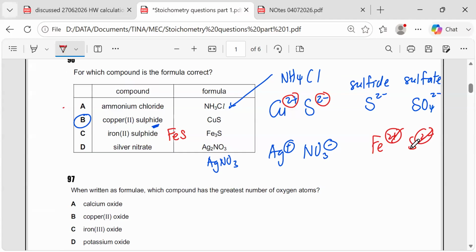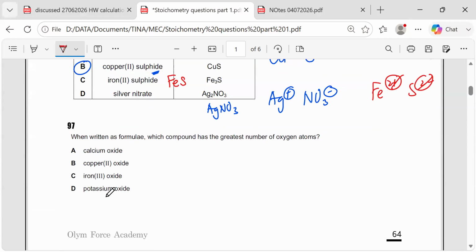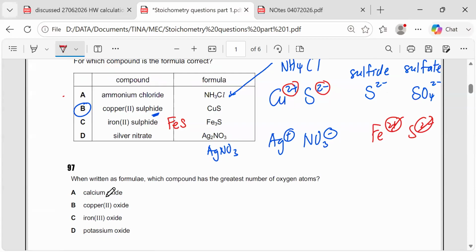Okay. How to do this? How to do 97? The only way to do 97 is you have to write down all the formulas.